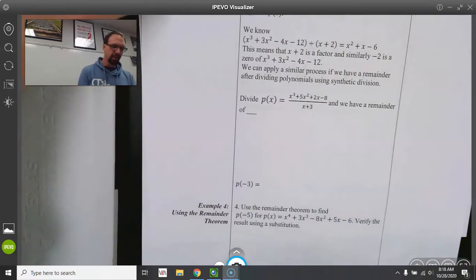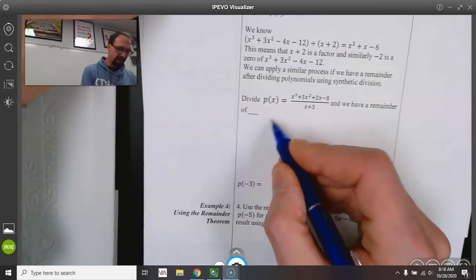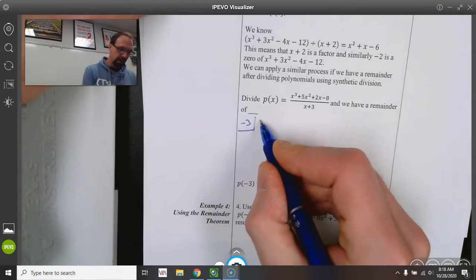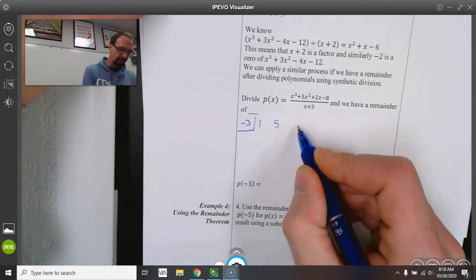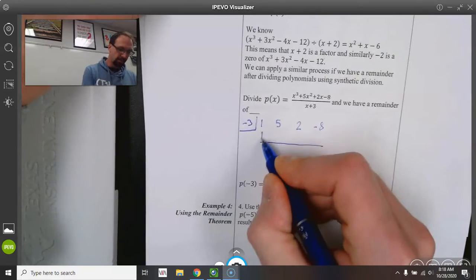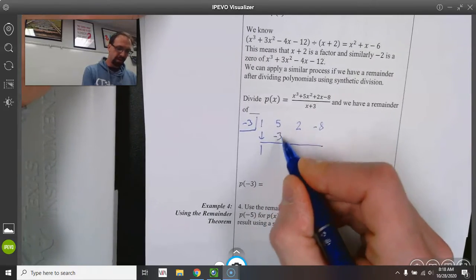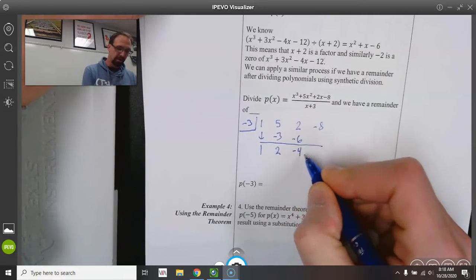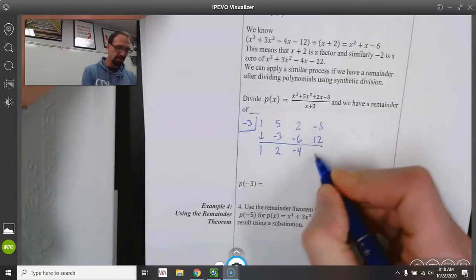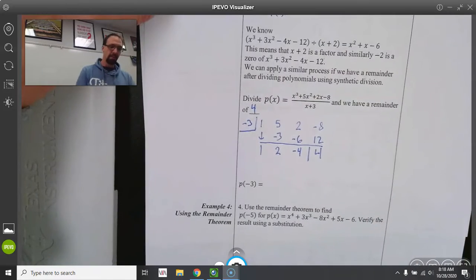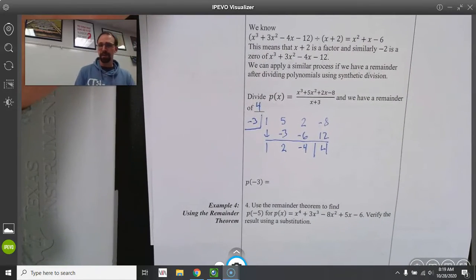All right, so let's go ahead and jump through. I'm going to take negative 3 here, again using synthetic division. So then my coefficients are 1x cubed, 5x squared, 2x, and then negative 8. I'm going to bring down the 1. 1 times negative 3 is negative 3, plus 2 is negative... 2 minus 6 is negative 4. Negative 4 times negative 3 is positive 12. So I have a remainder here of 4. I want to point out that's the remainder. The remainder part is 4. It's 4 over x plus 3, but 4 is kind of the key thing that we're going to note here.